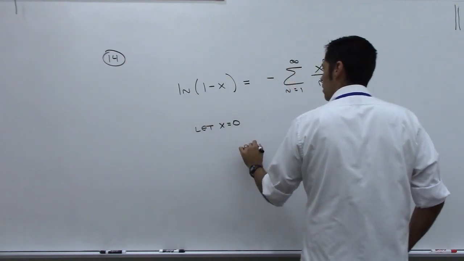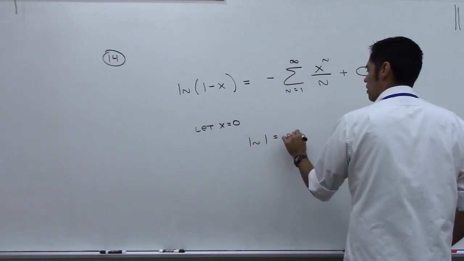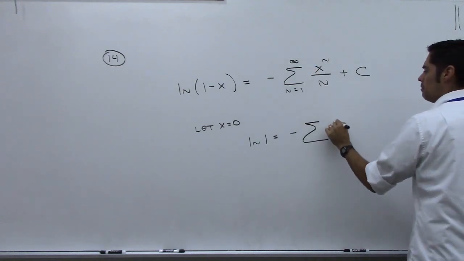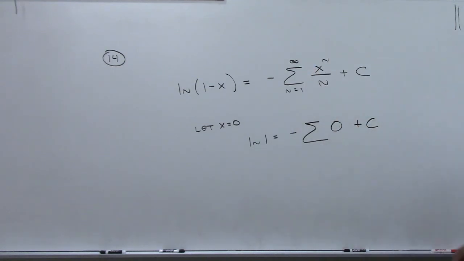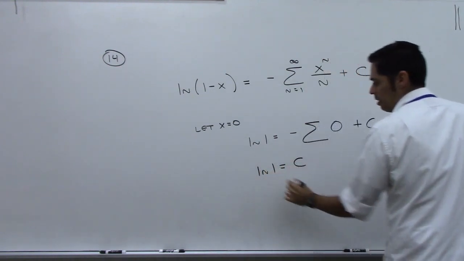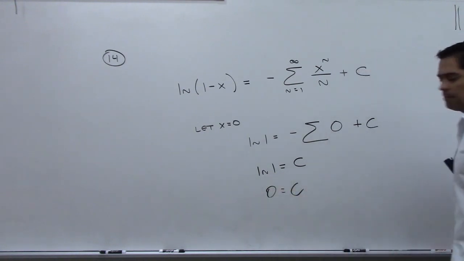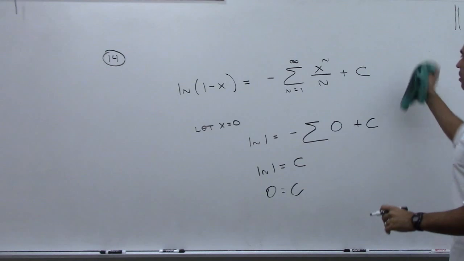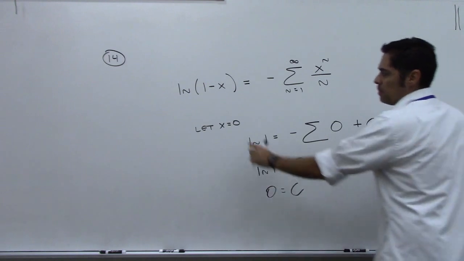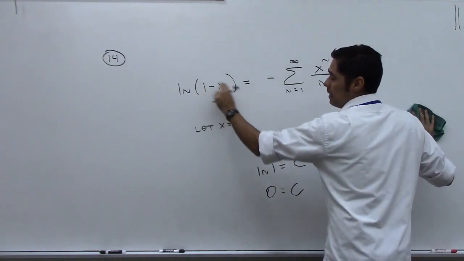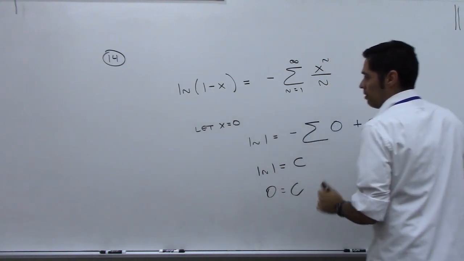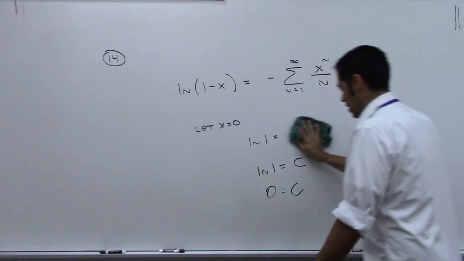If x is 0, we get natural log of 1 equals negative sum, and then what happens here? If x is 0, this all goes away, plus a constant. And so if that's all 0, then I get natural log of 1 equals c, but natural log of 1 is 0, so c is 0. So in other words, our constant of integration is 0. So that would be the power series for this. Sorry, I forgot to do that. So we just picked a nice convenient point where we can figure out this side. We know that natural log of 1 is 0, so I picked x was 0. And it worked out real nice. We were able to get c.